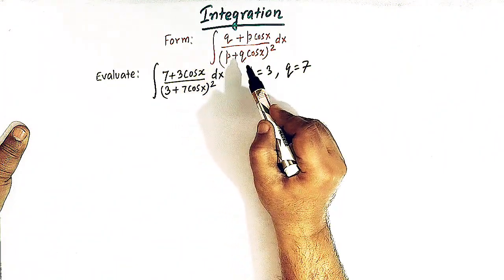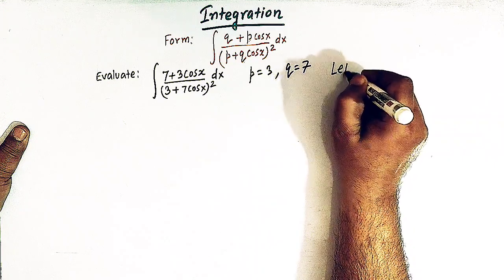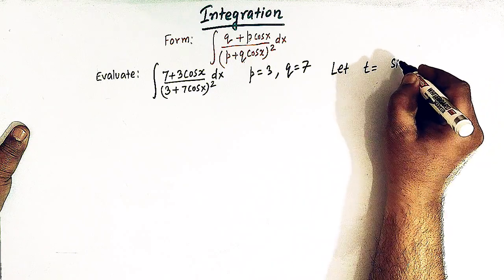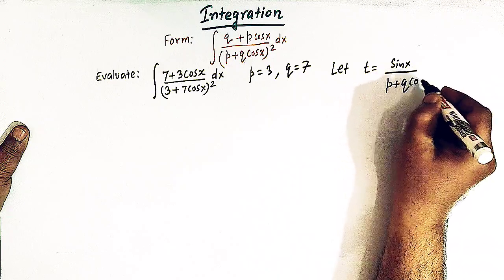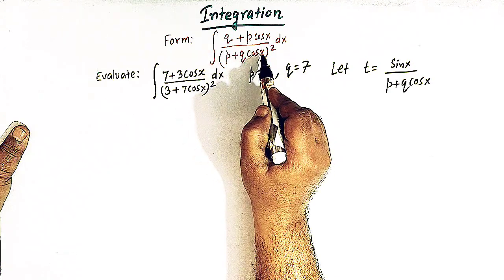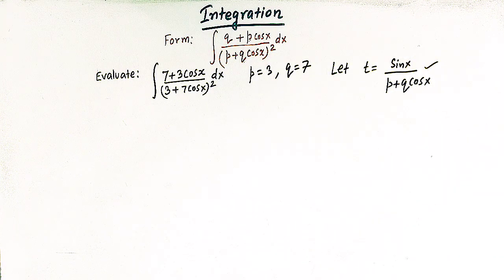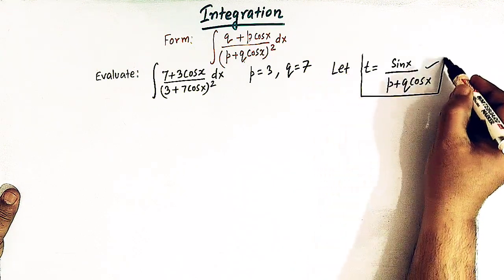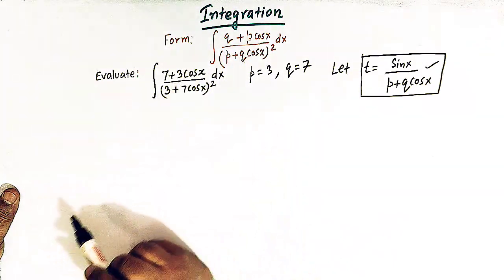So we have to make an important substitution here. So let us take this substitution, that is t is equal to sine x divided by (p plus q cos x), right? So whenever we come across these types of integrals, we always take this substitution. So we should always remember this form of substitution while evaluating these kinds of integrals, right?